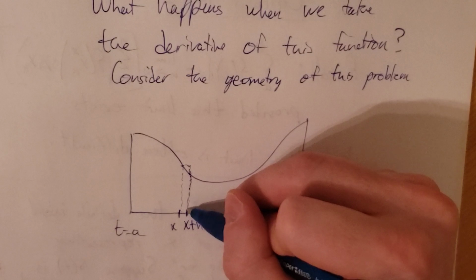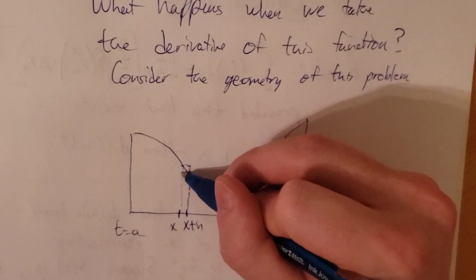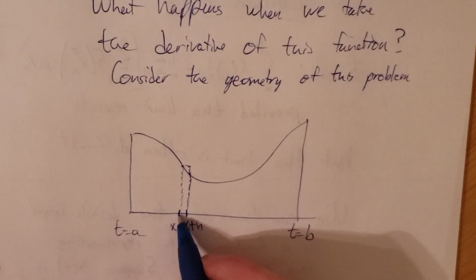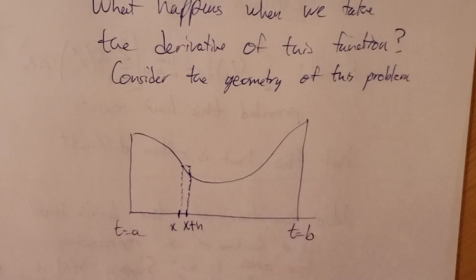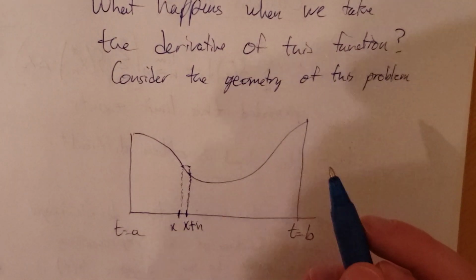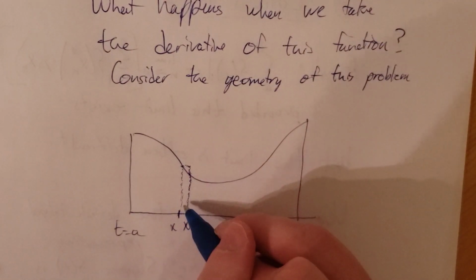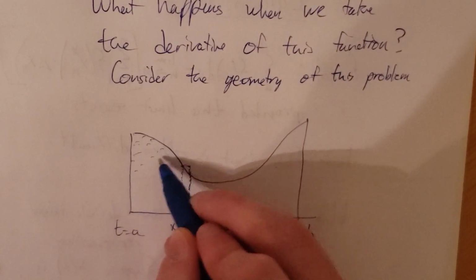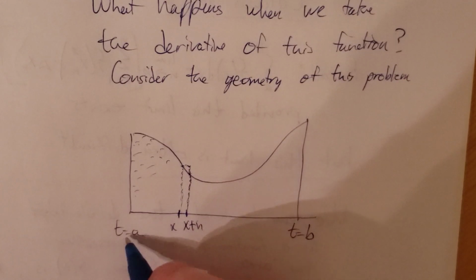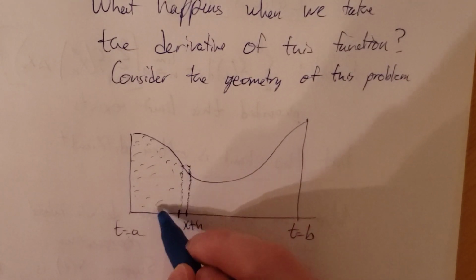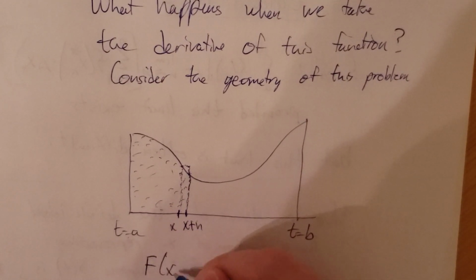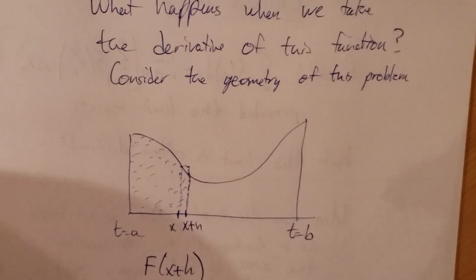And we're going to look at the area of a rectangle from x to x plus h. What is h? H is just some small value that we add to x here. And now let's think about what we actually want here. The area here from a to x plus h is exactly F of x plus h.